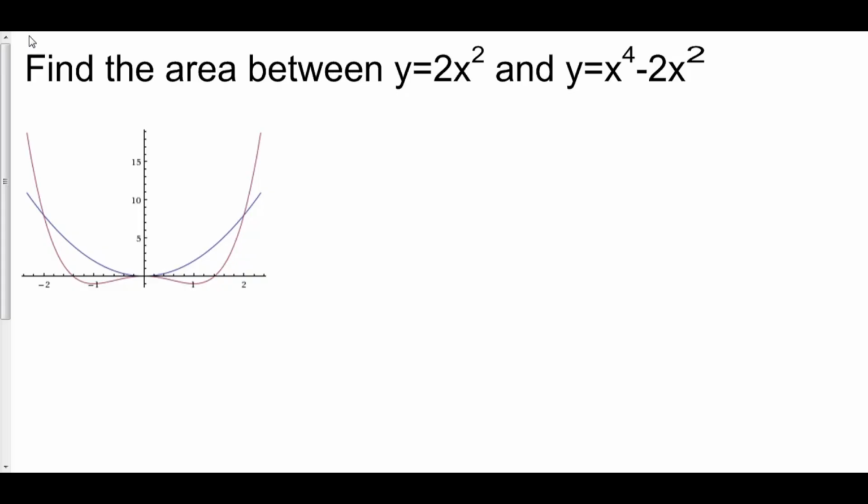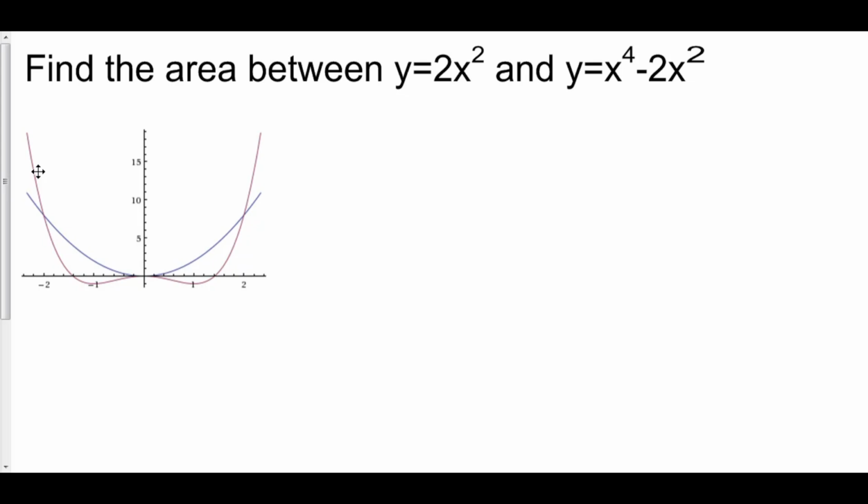Let's find the area between y equals 2x squared and y equals x to the fourth minus 2x squared. Plotted on Wolfram Alpha, here is the graph in blue of 2x squared, and here's the graph in purple of y equals x to the fourth minus 2x squared. We should always first graph these two functions to figure out what the orientation is.